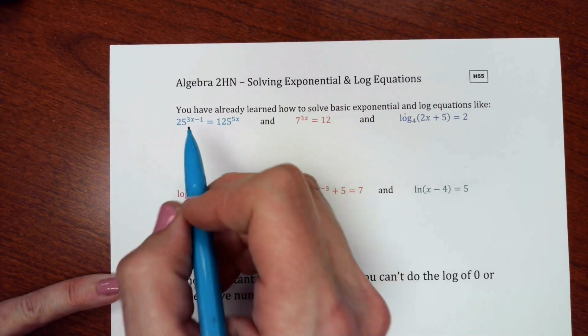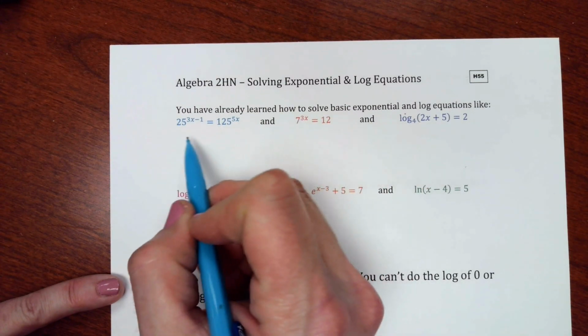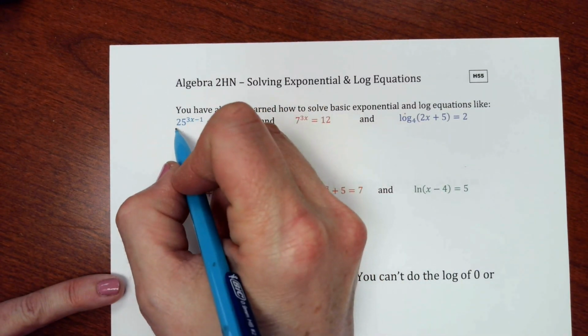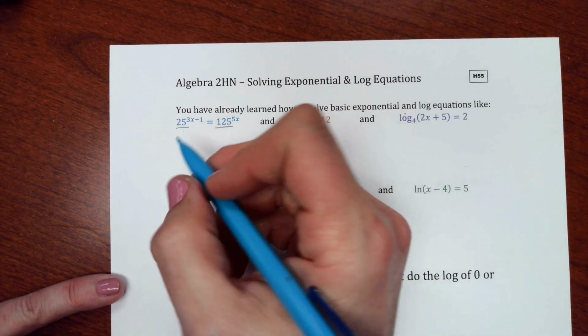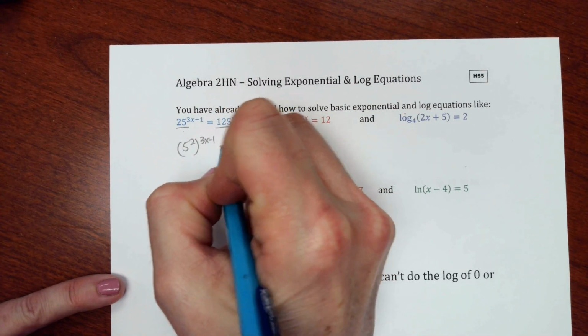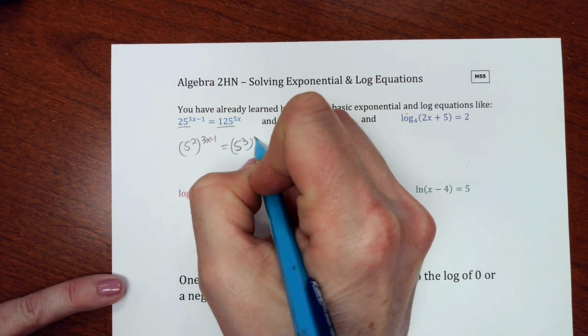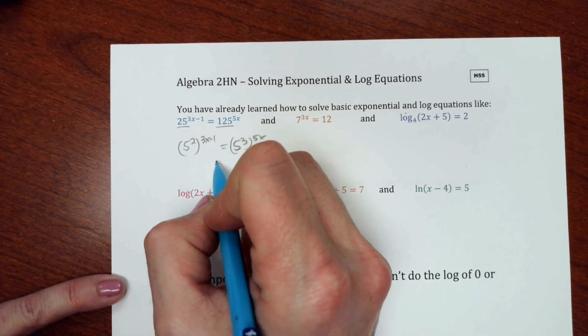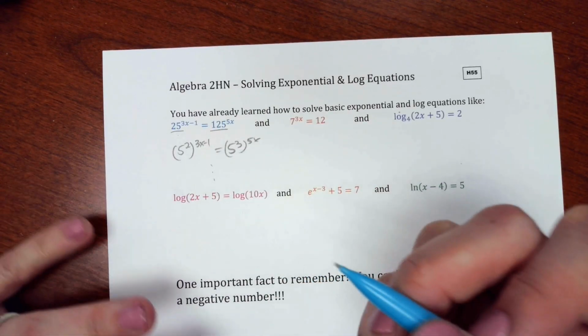So when you have a problem like this, these are both exponential equations, right? And so you can get the bases to match, like 25 and 125 are both powers of 5. So you'd be like, oh, 5 squared, and then put 3x minus 1 back, 5 to the third, and put 5x back. You'd multiply the exponents and then set them equal to each other. So basically you could go ahead and solve that from there. We're not going to solve them all.